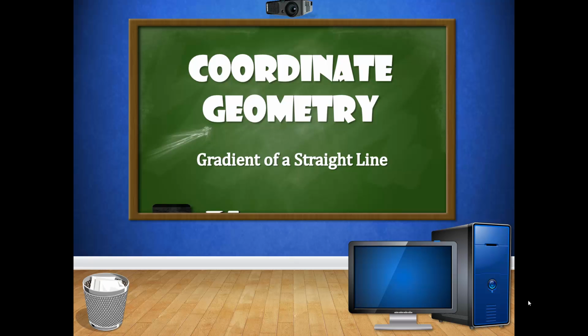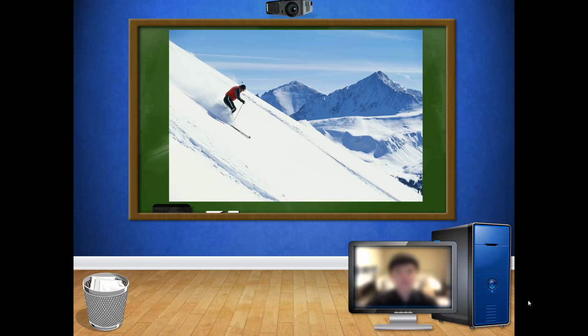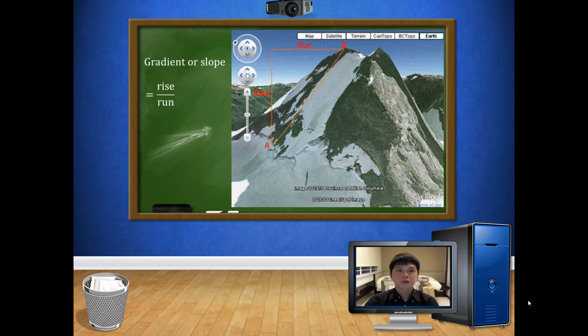In this lesson, we will learn how to find the gradients of a straight line. Now, how do we find out how steep this slope is? The formula to find the gradient or the slope is given by rise over run. If you notice, the rise is actually the y-axis and the run is actually the x-axis. So what is the slope of this mountain here?